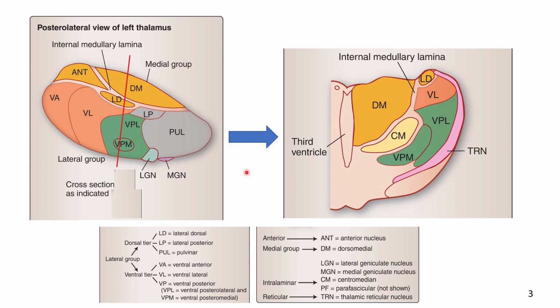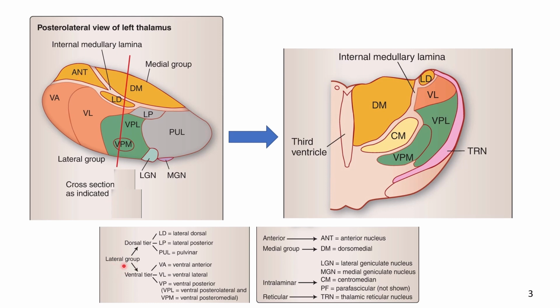So these are the different nuclei of the thalamus. We start with this image. The thalamus is divided into different groups of nuclei. The first one is the lateral group. So this whole area is the lateral group, and that is separated by the internal medullary lamina, which is just the nerve fibers from other nuclei here.